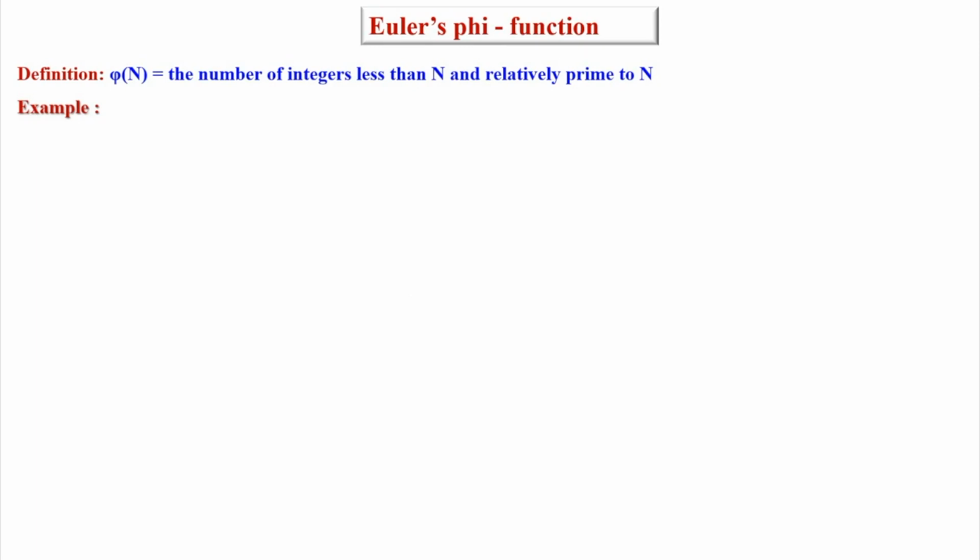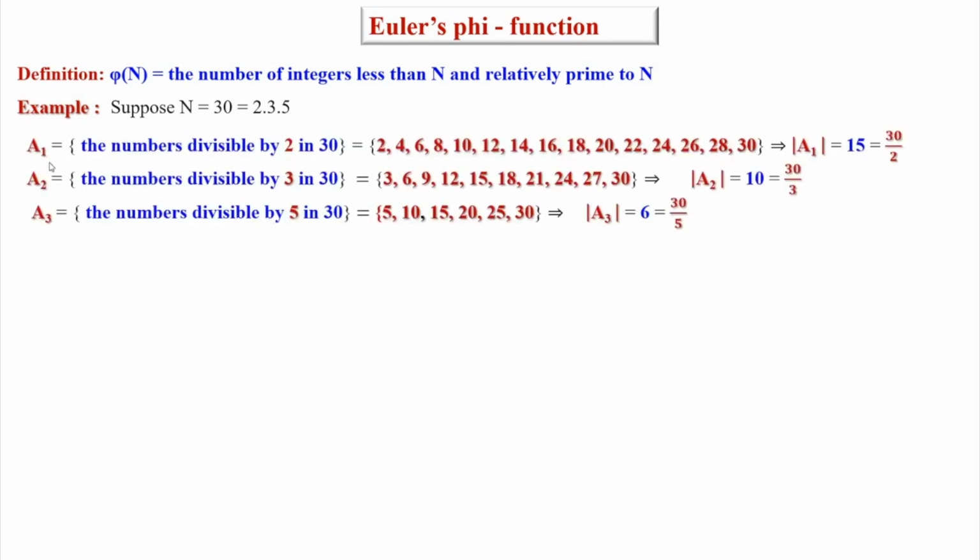For example, consider the number 30, so capital N is taken as 30, and that can be written as 2 into 3 into 5. Now we will consider 3 sets, since we have 3 prime numbers. Let A1 denote the set of all numbers in 30 divisible by 2, A2 the set of all numbers divisible by 3, and A3 the set of all numbers divisible by 5.